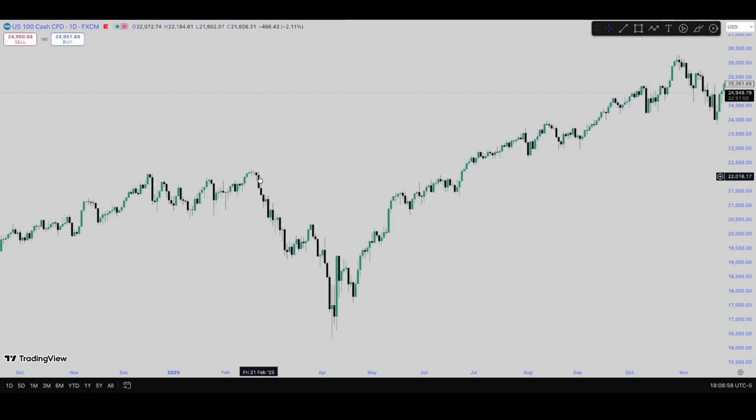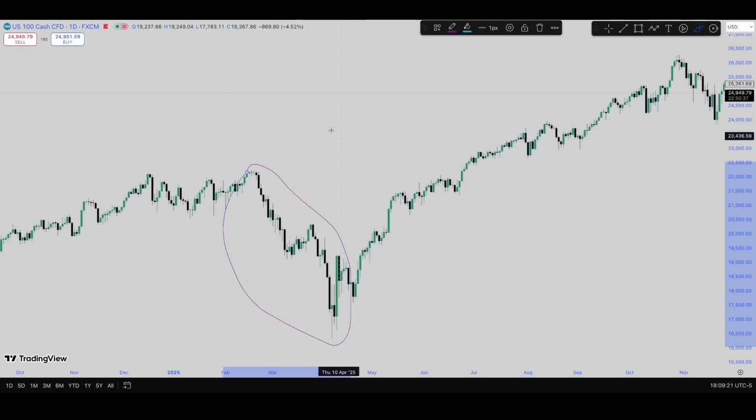So here's an example right here. Now, it's up to you on where you can find the expansion leg to the retracement leg to the expansion leg to the retracement leg. But what we do know is that this whole thing right here is a downtrend. This right here, we know that this is a downtrend. And then we know that this is an uptrend. So we got a downtrend going into the uptrend.